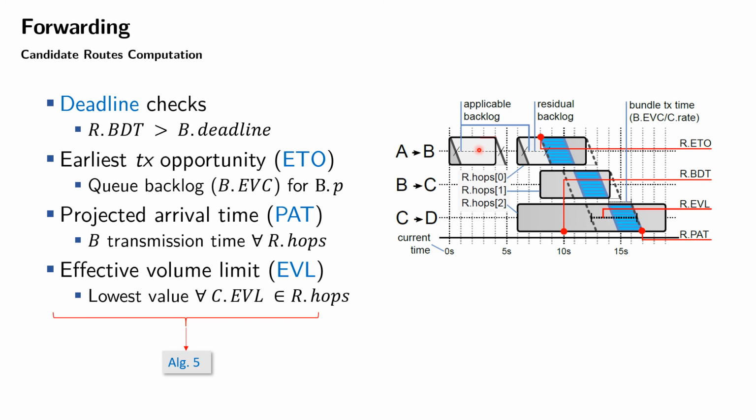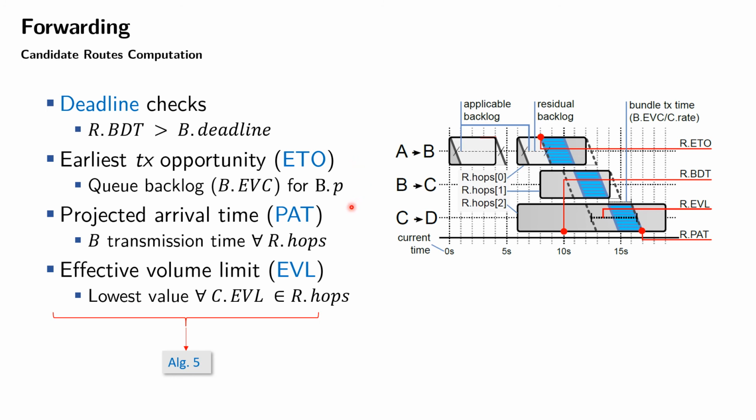And this basically forces you to transmit the bundle that you're currently evaluating later in time. So you want to understand when the earliest transmission opportunity actually is. If by any means this ETO is later than the termination time of the route, then this route shall not be considered either.